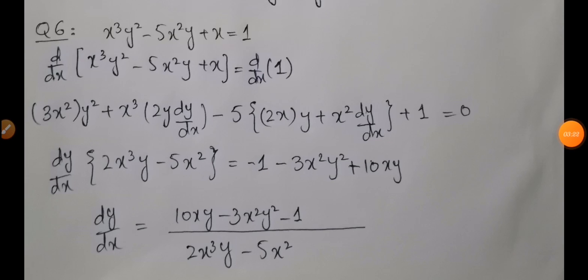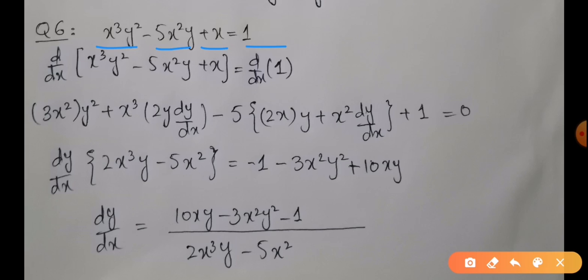Here we have question number 6 from the exercise: x cube y square minus 5x square y plus x is equal to 1. Taking derivative on both sides of the equation, at first we will apply the product rule on this expression. Derivative of x cube is 3x square, y square as it is, plus x cube as it is, derivative of y square is going to be 2y dy by dx.